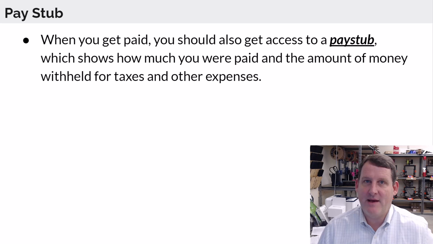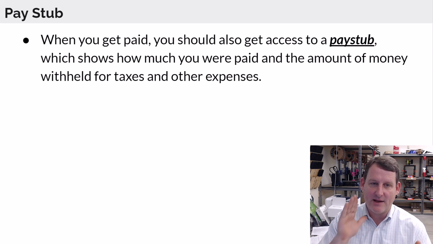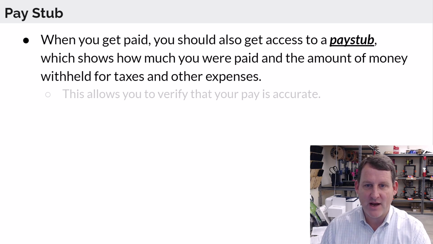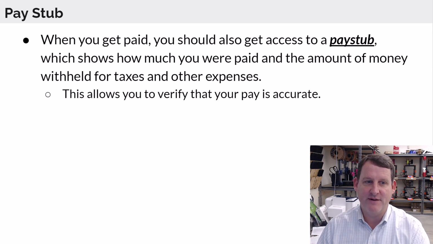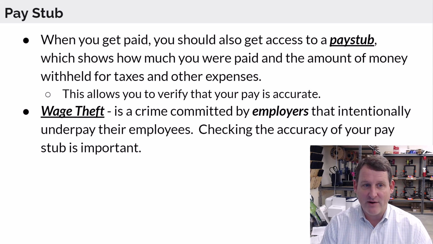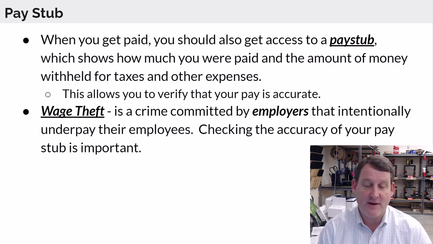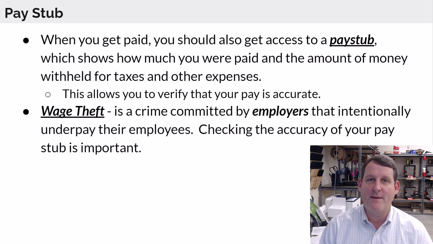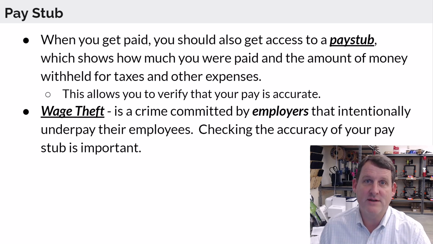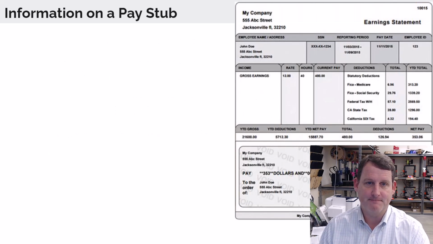A pay stub is a document that tells you exactly how much you got paid and any money that was removed from your paycheck to pay for things like taxes or benefits or anything like that. It allows you to verify that your pay is accurate. There is a thing called wage theft, and this is a crime committed by employers when they intentionally underpay their employees. It's a real problem. In some industries, a bigger problem than in others.